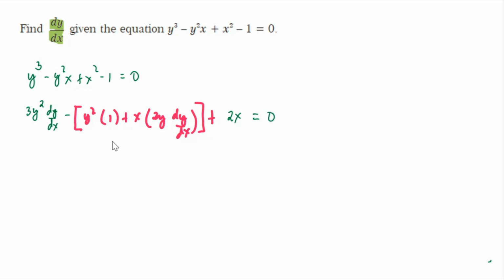Then I will simplify inside the bracket, so I can write now 3y squared dy over dx minus y squared times 1 times negative outside becomes y squared, and x times 2y dy over dx times negative outside becomes negative 2xy dy over dx, plus the next term 2x is equal to 0. Now, I'm going to combine the terms having dy over dx.